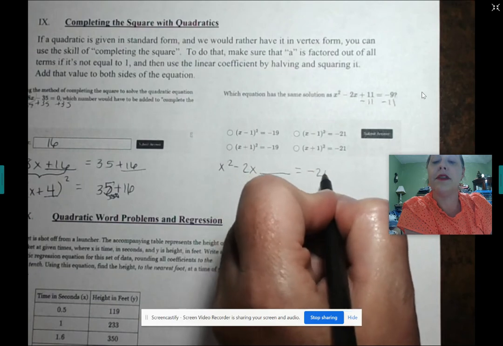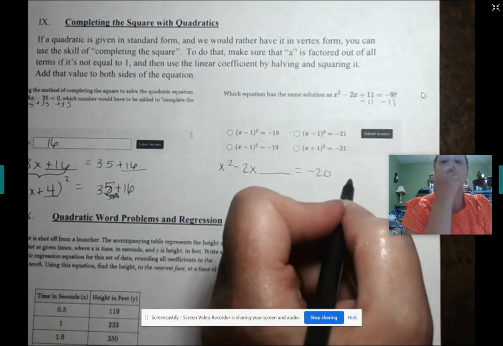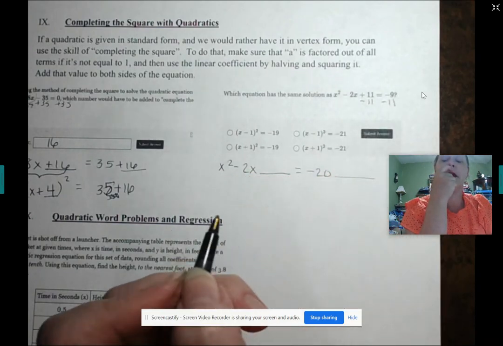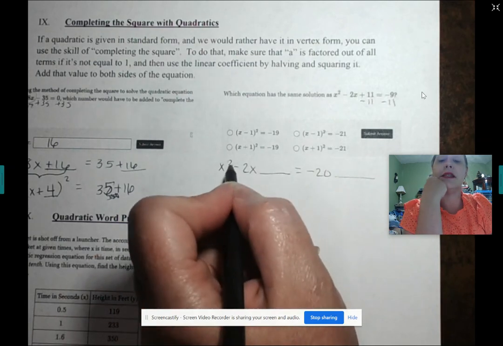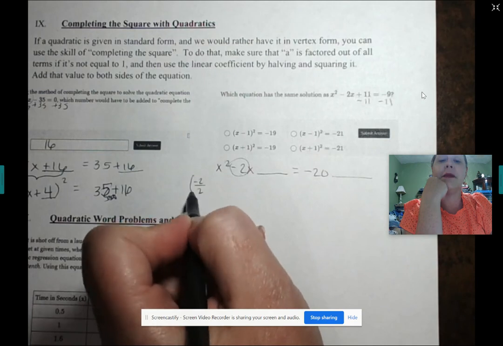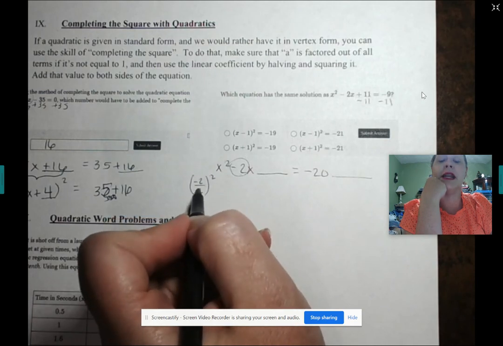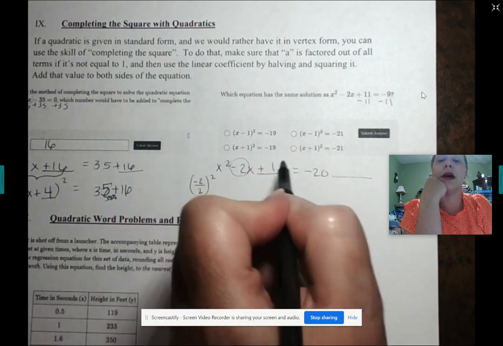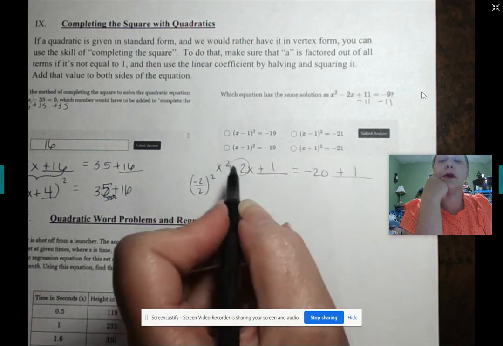Now, when I moved -11 over with the -9 already over there, that makes -20. So what I need to do now is complete the square using this linear piece. I'm going to take half of that, and I'm going to square it. That would give me -1, and -1 squared is a +1. So I'm adding +1 to both sides.